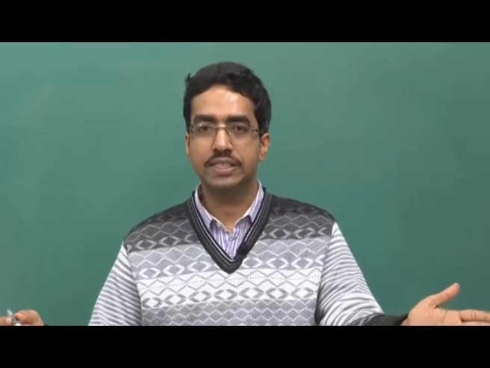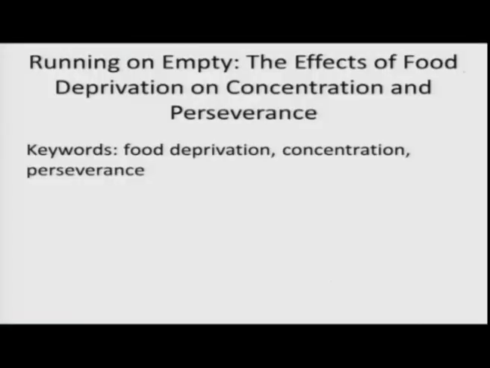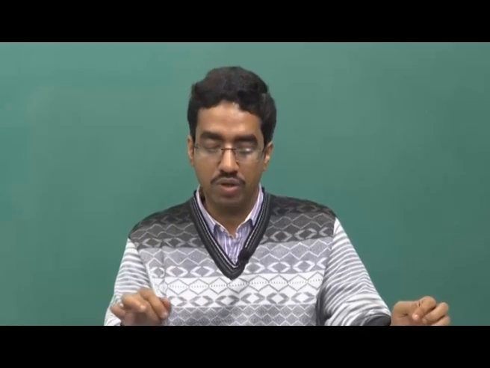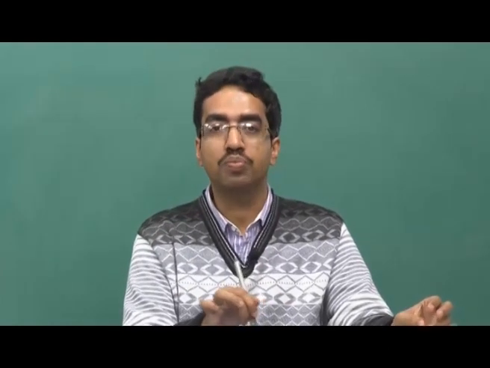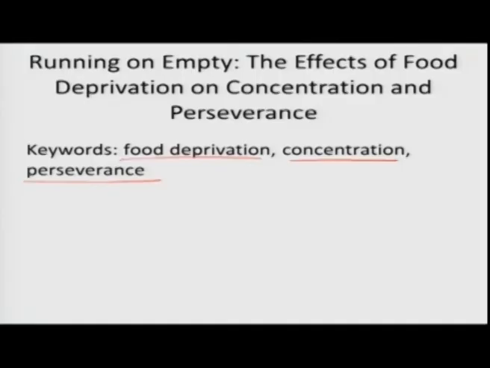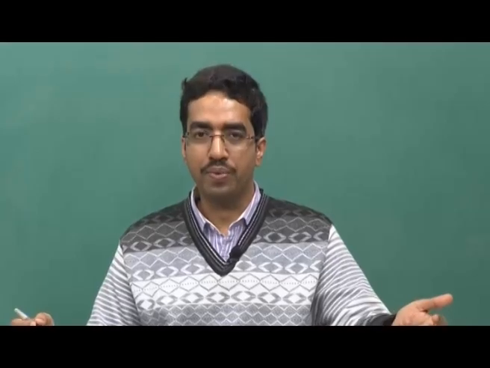So, now let us look at an example. We saw this abstract: Running on Empty, the Effects of Food Deprivation on Concentration and Perseverance. Just using the title, the following could be your keywords: food deprivation, concentration, perseverance. These clearly tell you that this study is about food deprivation and how it affects concentration and perseverance. So here the main thing is food deprivation, followed by concentration and perseverance. This is listed according to the relative importance as perceived by you as the author of this particular paper.